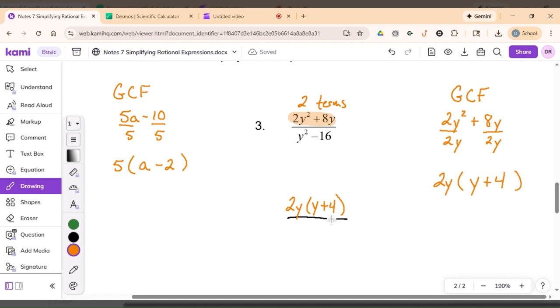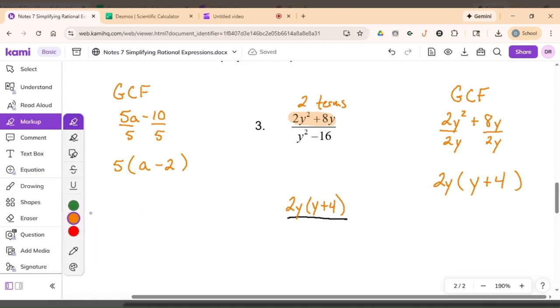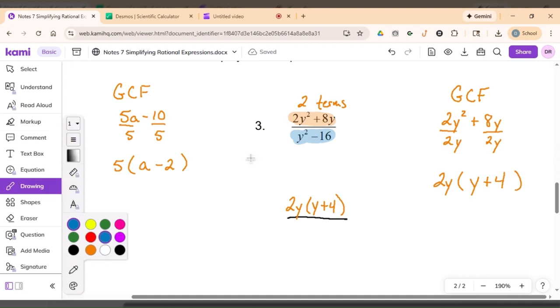We can do something very similar in the denominator here. The denominator has y squared minus 16. So for this denominator where we have y squared minus 16 right there, we see it's 2 terms again, okay? So once again, we have 2 terms.